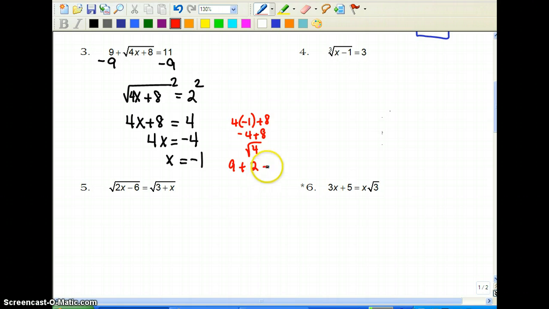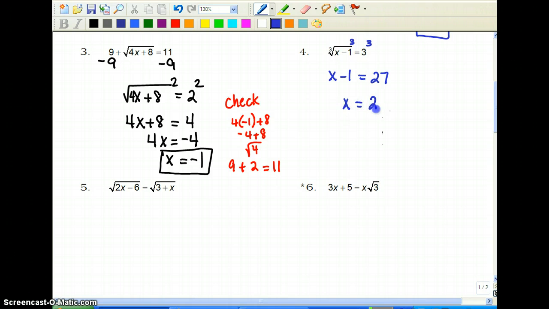9 plus 2 is equal to 11. So I'm checking it. If it works, then that's your answer. If it doesn't work, then there's no solution. All right, number 4 is a cube problem. You can still cube both sides of the equation. So you get x minus 1 is equal to 27, add 1 and get 28. Check it. 28 minus 1 is 27. The cube root of 27 is 3. So some of them are easier than others to check. You can just do them in your head.